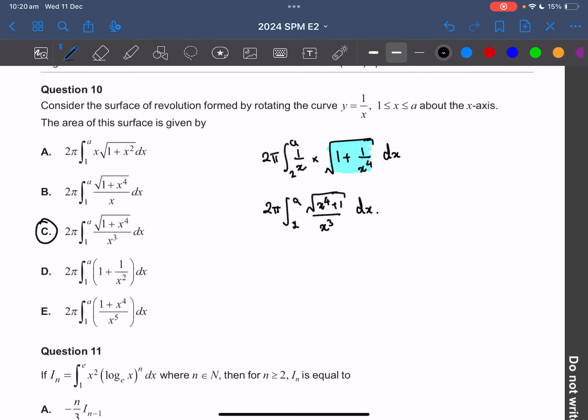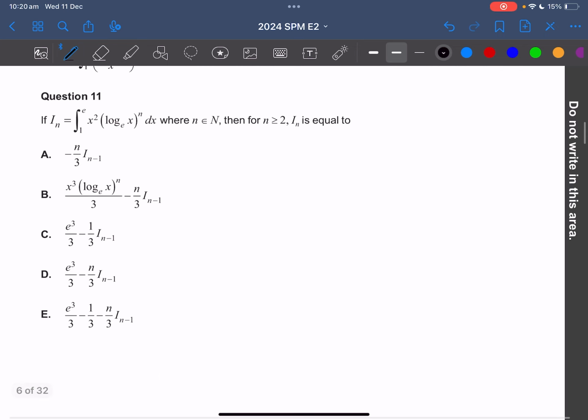Okay, so question 11, if I_n is equal to this, where n is all natural numbers, then for n greater than or equal to 2, I_n is equal to. Right, okay. I guess looking at the integral here, you can kind of say that this is an integration by parts question.